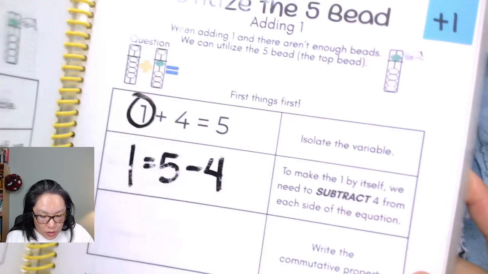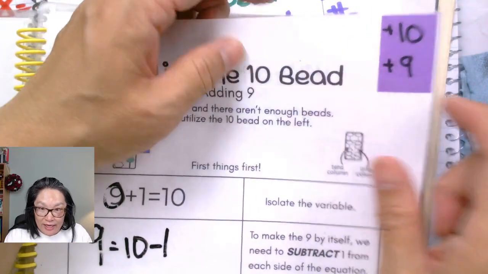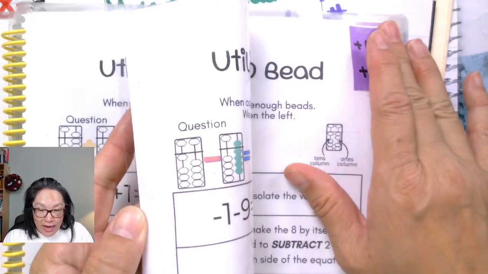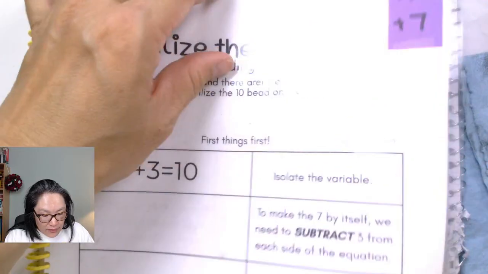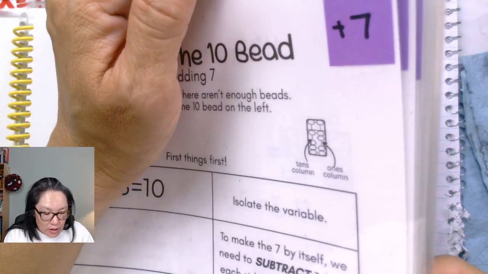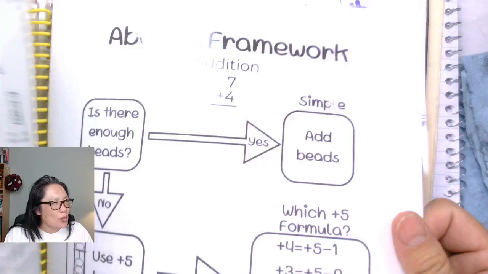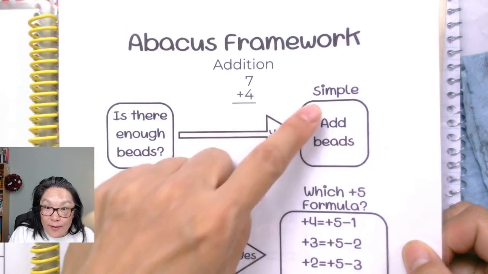And so after the 5, we do the 10. And then after the 10, it's the same thing. You know how to add the 9, we're going to subtract the 9. If you add the 8, we're going to subtract the 8. So here, we're subtracting the 8. And then we have 7, 6, 5, 4, 3, 2, 1. And then we have our final pièce de résistance. So this is the abacus formula.